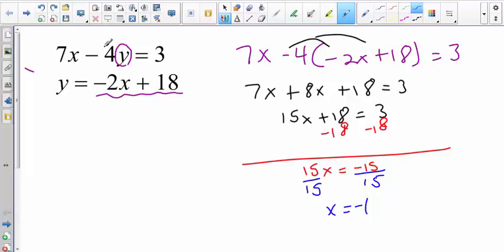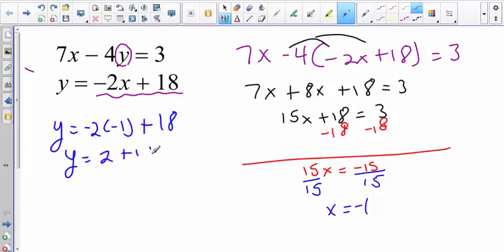Now that we found what x is, we can turn around and substitute x into this bottom equation, and we can figure out what y is. So negative 2 times negative 1 plus 18. Y is 2 plus 18, so y is 20. So our answer is negative 1, 20. It's an ordered pair. If we were to graph these two equations, they would intersect at negative 1, 20.